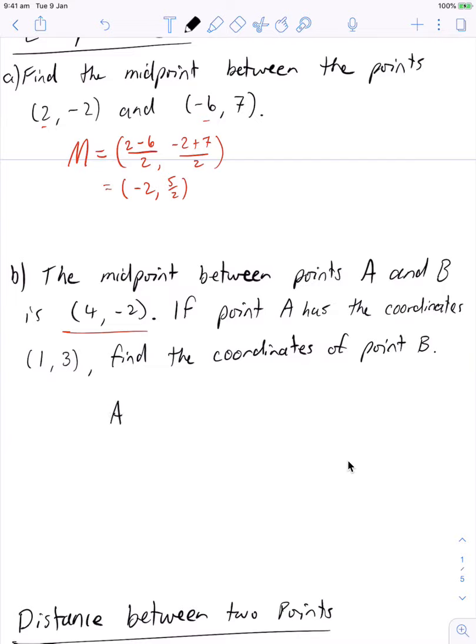So I've got point A here at (1, 3). And then I've got my midpoint, which is somewhere in between, and that's at (4, -2), and then I've got point B. Okay, so just thinking about what's going on, my midpoint is halfway between these. Doesn't matter if it's above or below, but it's halfway between.